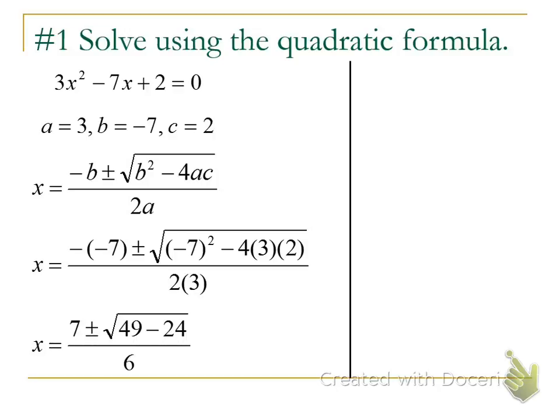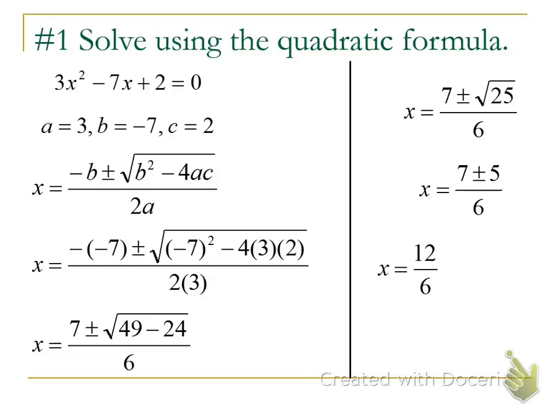So I'd have 7 plus or minus the square root of 49 minus 24 all over 6. Well, I would simplify this and say 49 minus 24 is 25. So I have 7 plus or minus the square root of 25 over 6. So I set this up for simplifying still, but then I set it up to my 2 solutions. So I now have 7 plus or minus 5 all over 6.